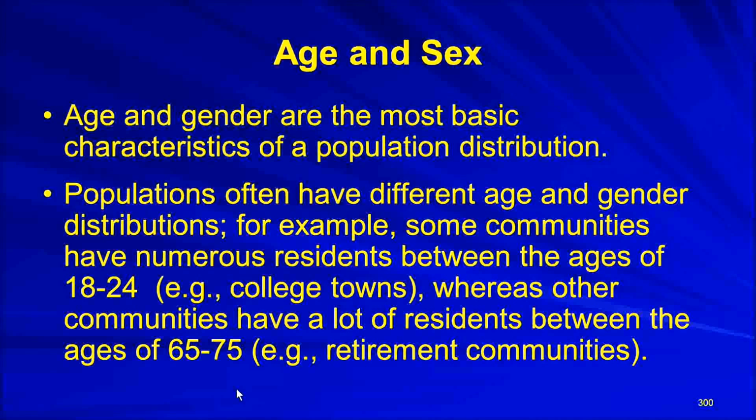And we have populations that often have different age and gender distributions. For example, if you look at West Lafayette, Indiana, we have a different age and gender distribution than Lafayette, Indiana, or any other community that is not a college town. And we have a different distribution when we look at retirement communities. If you go down to St. Petersburg, Florida, for example, and I'm not picking on them and I'm not making any value judgment about any of this, I'm just reporting information to you, that they have a different age and gender distribution.